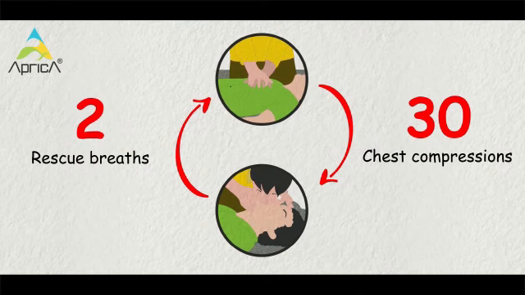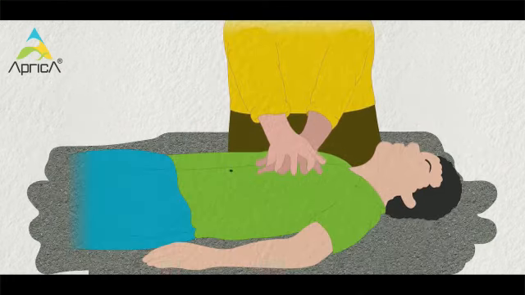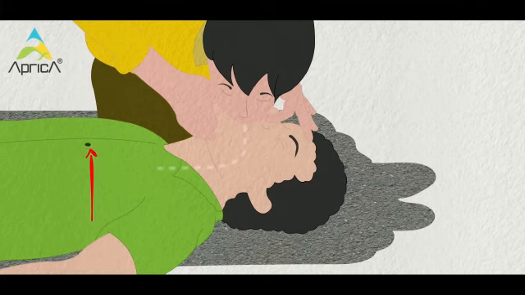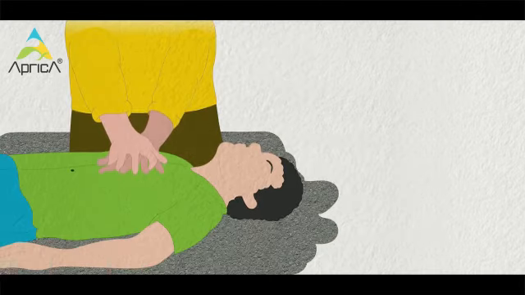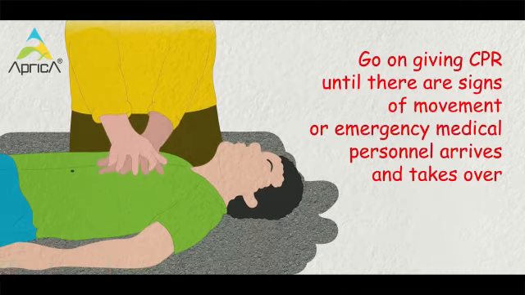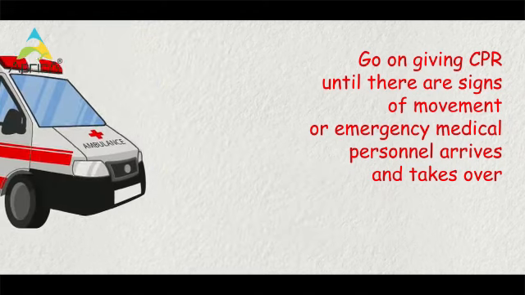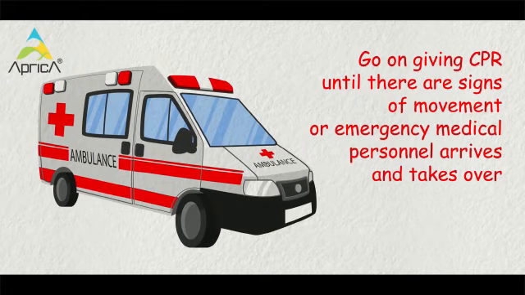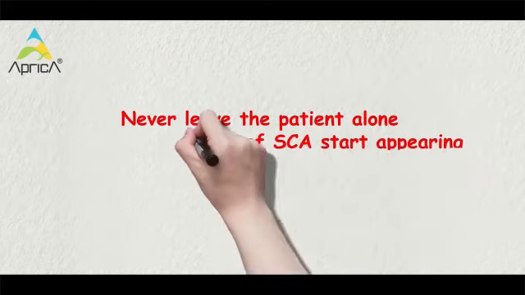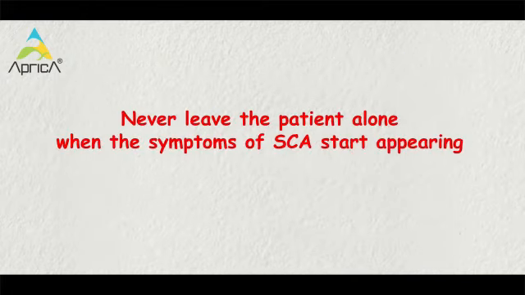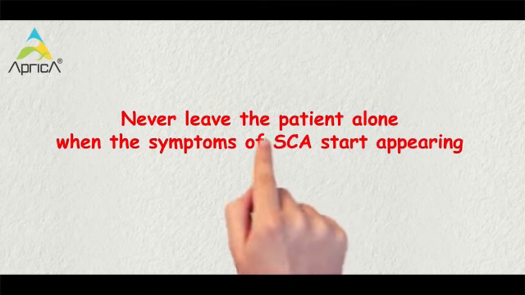Be careful not to provide too many breaths or to breathe with too much force. Resume chest compressions to restore circulation. If you're not comfortable with this breathing procedure, you can continue compressing. Go on giving CPR until there are signs of movement or emergency medical personnel arrives and takes over. Never leave the patient alone when the symptoms of SCA start appearing.